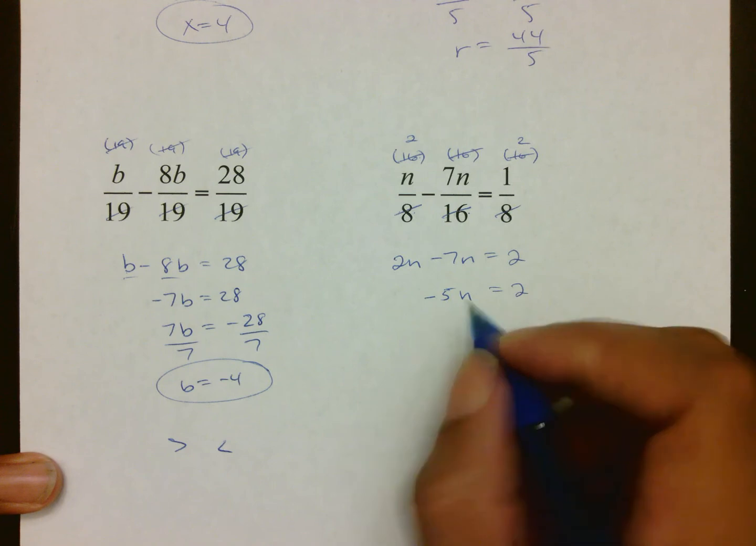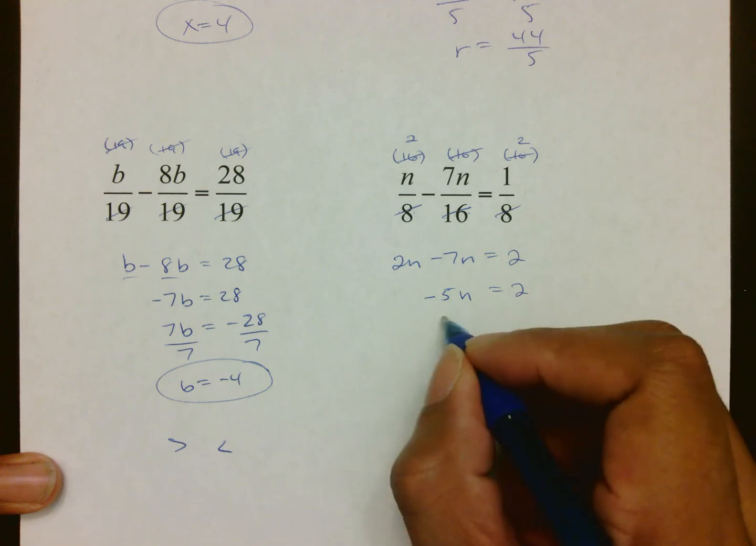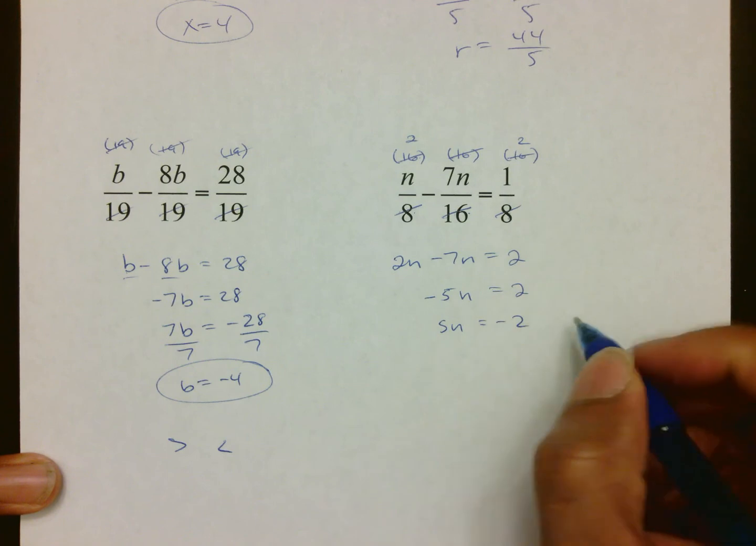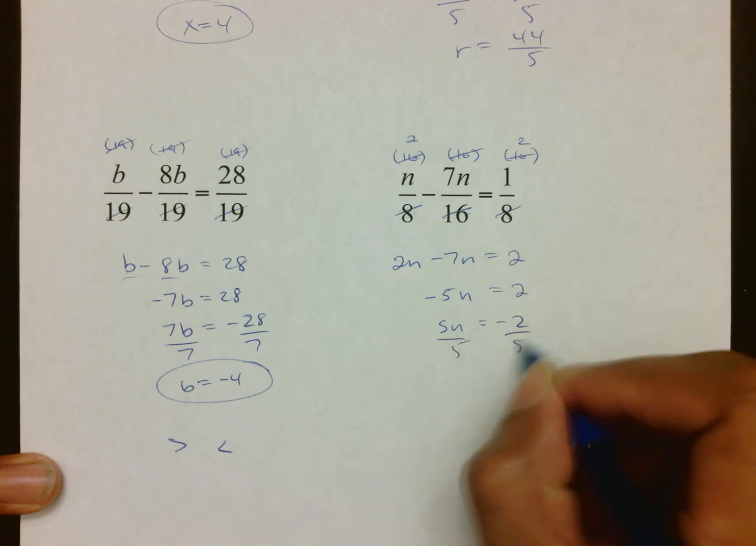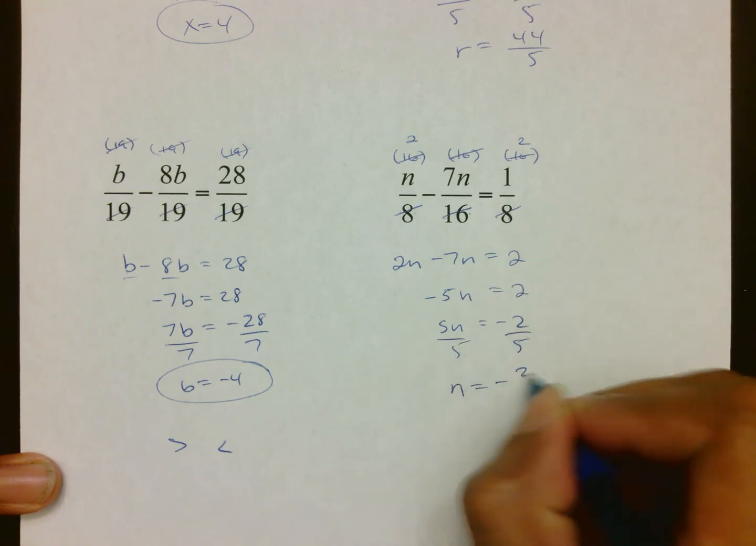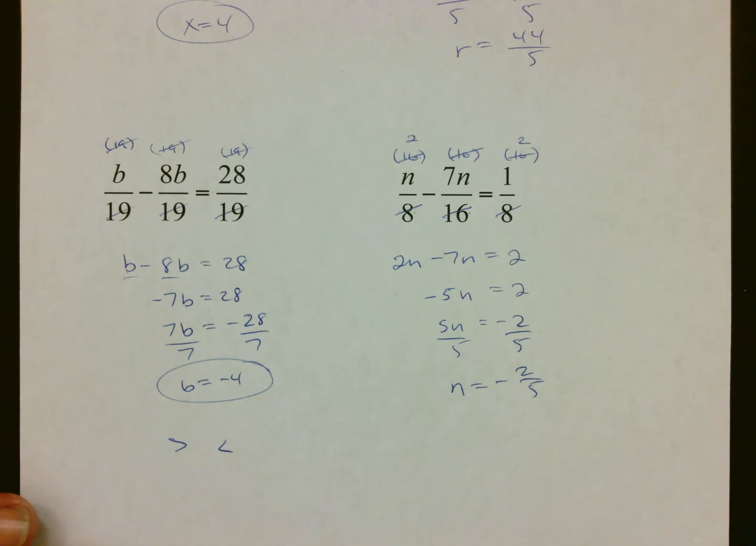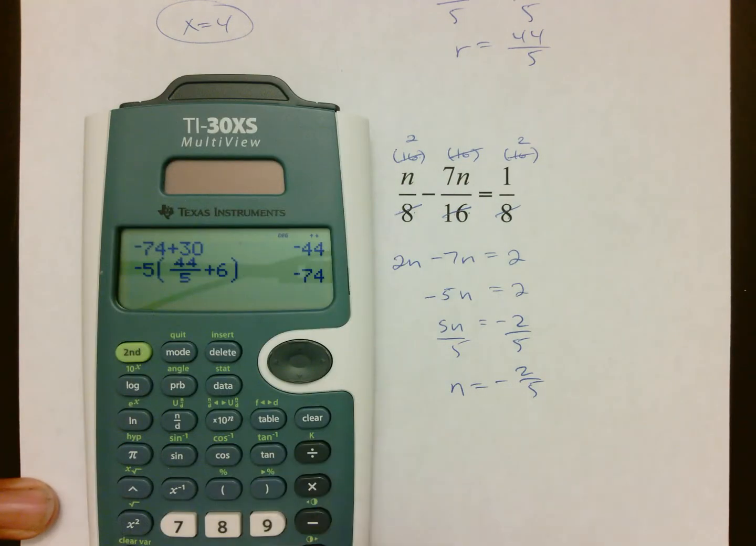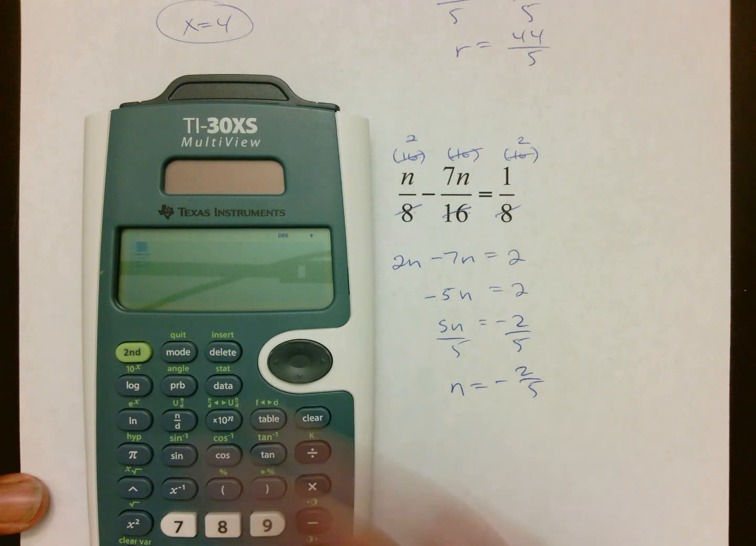And once again, you go ahead and do your switching. So 5n equals negative 2, and then divide by 5 to get n equals negative 2/5. These answers are so ugly, I think I'm going to actually check it on this calculator just to show you and hope it's right. I hope I didn't mess up on video. So get a fraction, we put negative 2/5 on top.